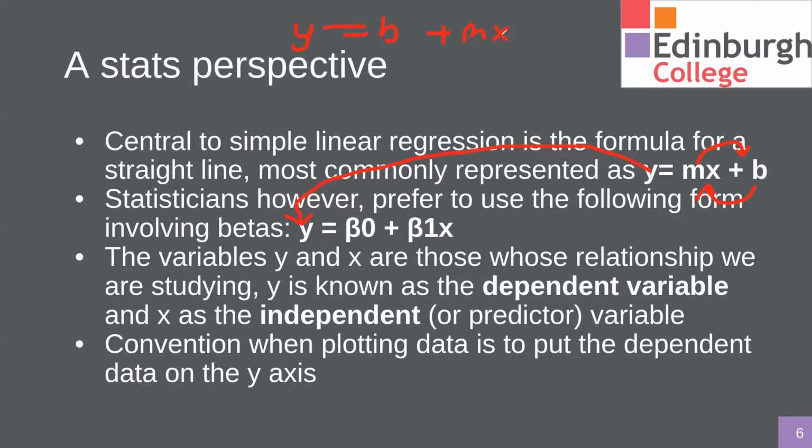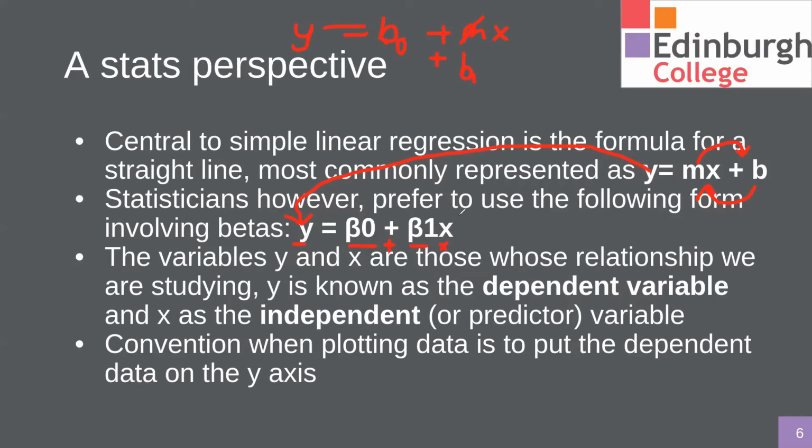B plus mx is the same as mx plus b, right? Whether these are just two things being added together, okay? So then let's say that instead of using the letter b, we're going to call this beta 0, and instead of using the letter m, we're going to call that beta 1. So the formula can be written y equals beta 0 plus beta 1 x, okay?